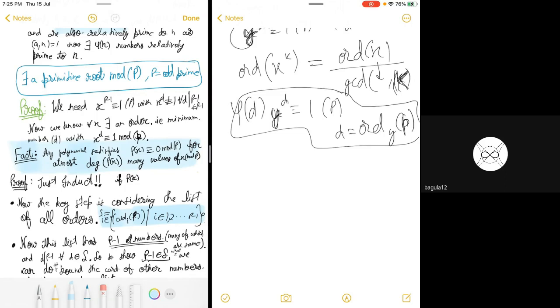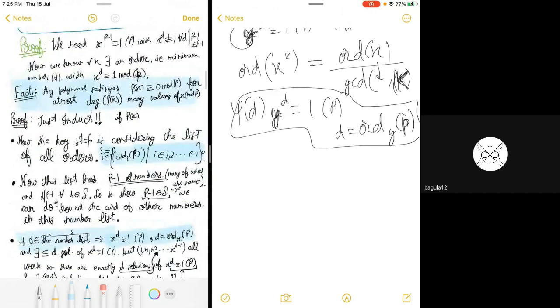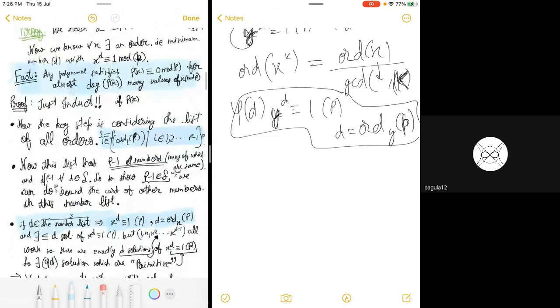Any polynomial p(x) congruent to 0 mod p has at most degree of p(x) many solutions. This can be proved by induction. You can try it after the class. Okay, so now we have proved this.